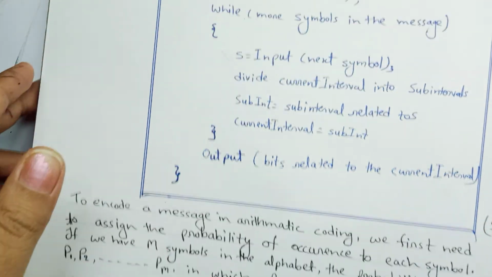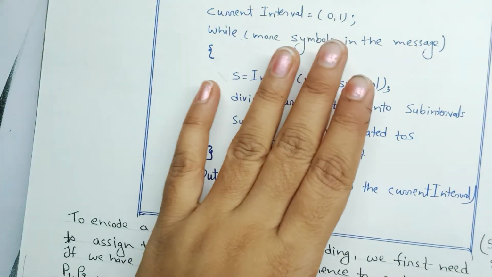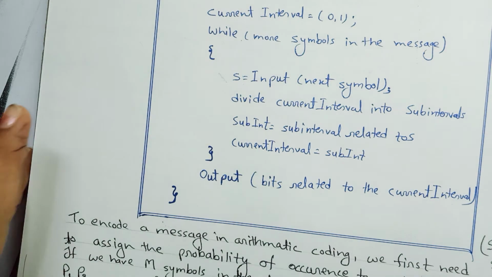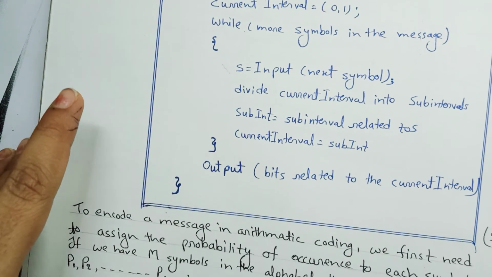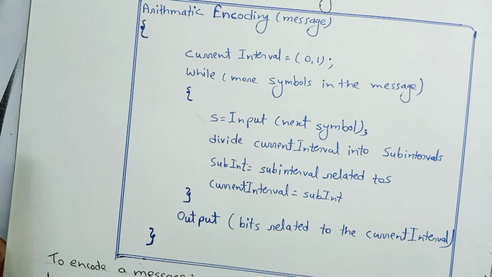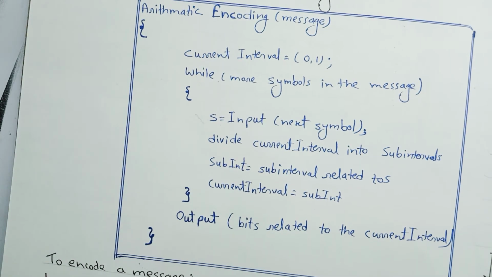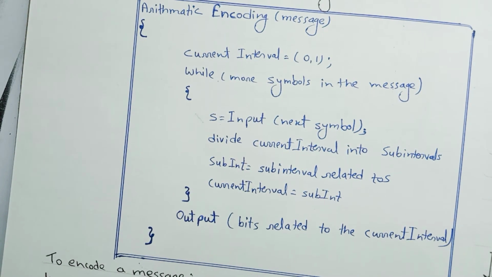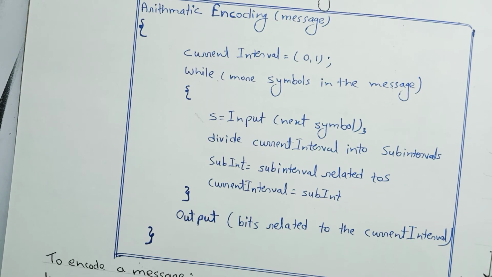Now we can see the interval 0 and 1. In arithmetic encoding, to encode a message, we first need to assign the probability of occurrence to each symbol.